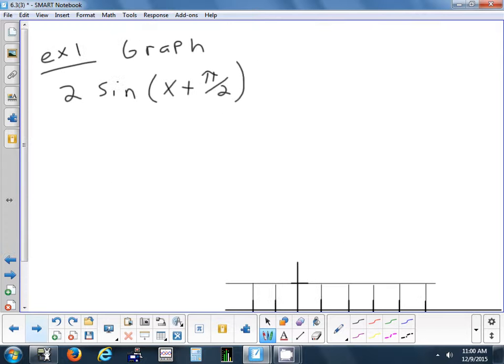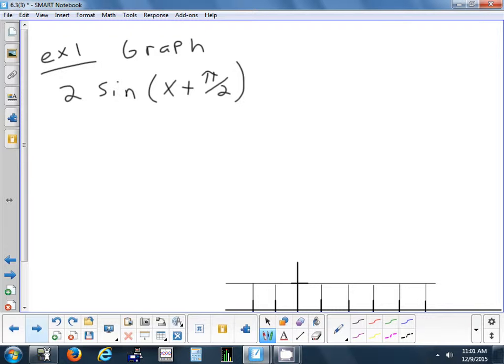All right, so let's look at this one: 2 sine of x plus pi over 2. Here you technically don't have to be as careful with the order. I would always recommend doing it in the order I just gave you, so when you do have to be careful, it'll take care of that. Does anybody know why in this problem the order really doesn't matter?